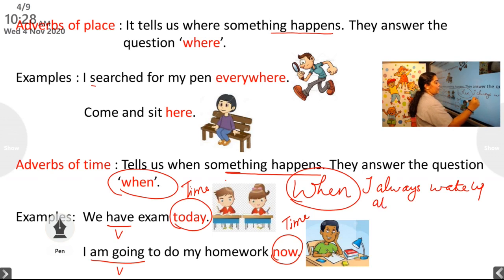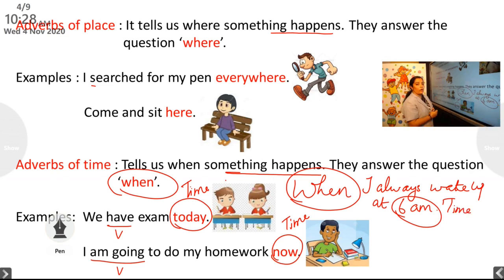I always wake up at 6 a.m. So you ask the question, when do you wake up? Exact time is given, 6 a.m. So this is the adverb of time. When do you wake up? I wake up at 6 a.m.